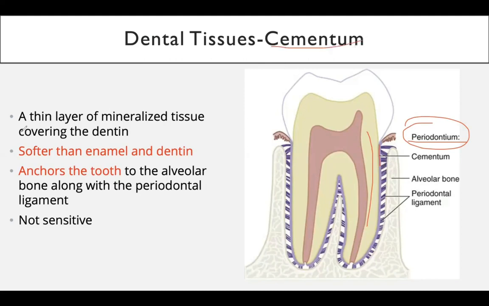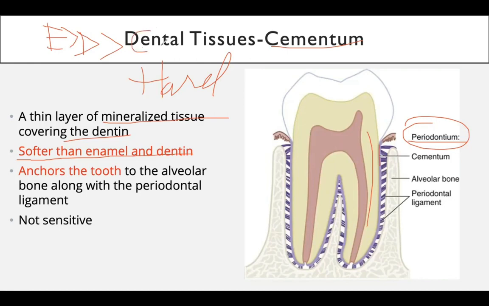So now we are talking about cementum, a thin layer of mineralized tissue covering the dentin. We remember it is a hard tissue, but we also remember that it's softer than enamel and dentin. So enamel is the hardest, then there is dentin, and then there is cementum. According to relative hardness or rigidity, enamel is the most and cementum is the least hard of the three. Enamel is one of the hardest tissues of the body.